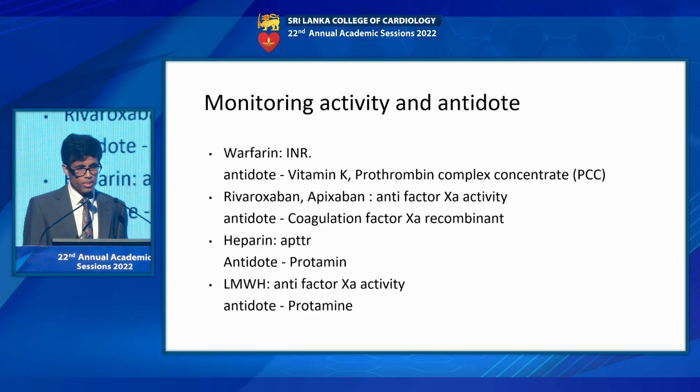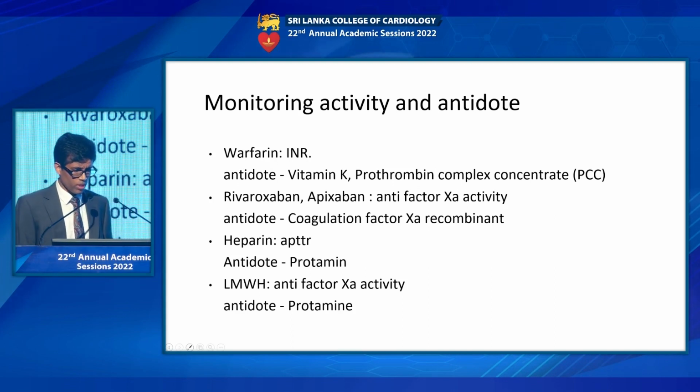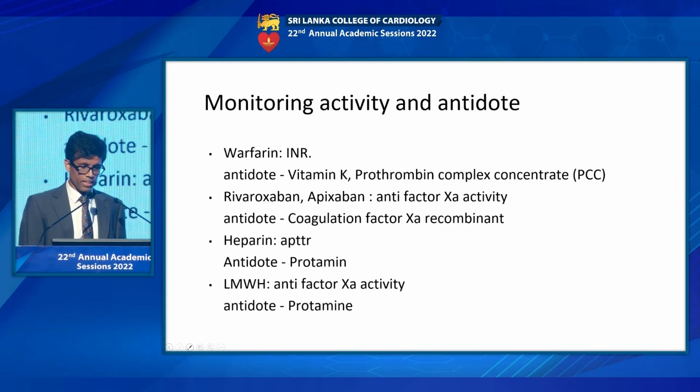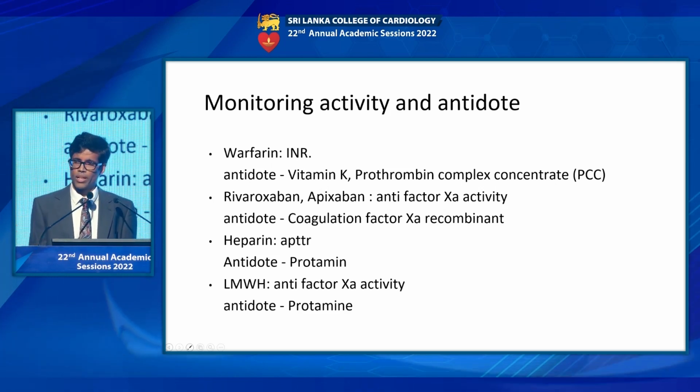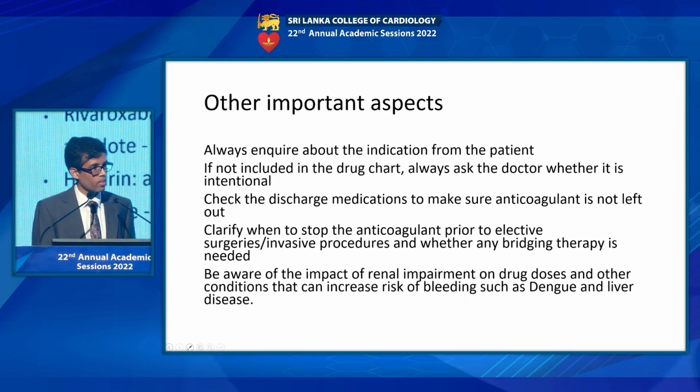Heparin, APTT ratio. Most times, if you're on heparin infusion, you'll maintain a ratio between 1.5 to 2.5 and adjust the rate accordingly. Usually it's either 4 or 6 hourly APTTRs. Antidote is protamine. Sorry, there's a spelling error. It should be protamine. Low molecular weight heparin, anti-factor 10A activity, and antidote is protamine. It's just a summary of how to monitor these patients and what the antidotes are. Next slide, please. Thanks.